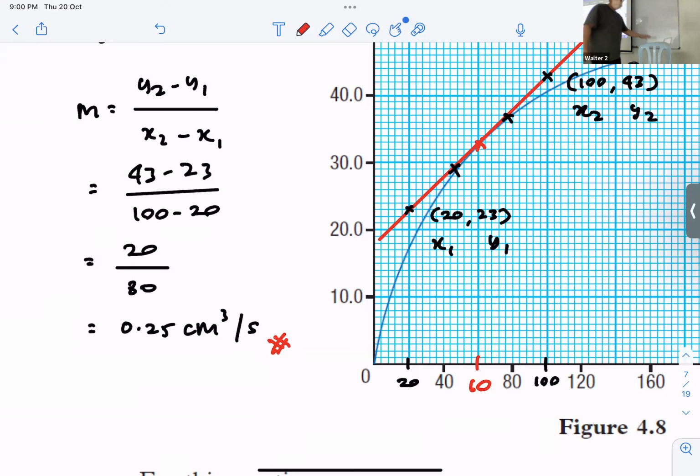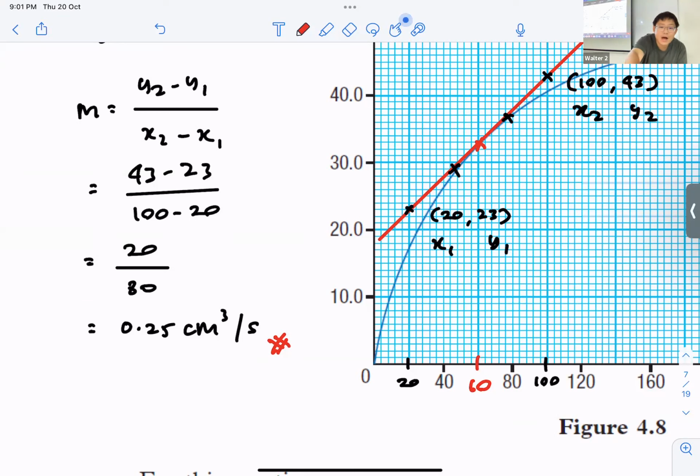Okay, if you use your own coordinates and you get plus minus 0.01, 0.02, acceptable. Say for example, your answer is 0.26 or 0.27 or maybe 0.24 or 0.23, about plus minus 0.01 or 0.02, acceptable. Anything beyond that, like for example, 0.3 cannot, or 0.4 cannot, or 0.1 cannot. You understand what I mean?